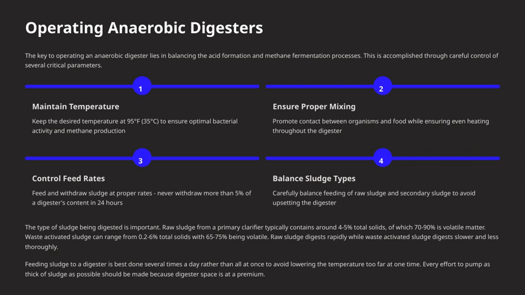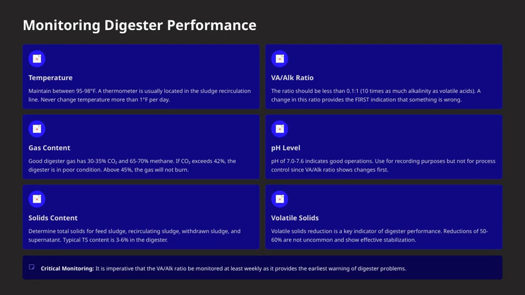Let's talk about monitoring digester performance, which is essential for maintaining efficient and stable operation. First, temperature is a critical factor. You want to keep it between 95 and 98 degrees Fahrenheit. Usually, you'll find a thermometer in the sludge recirculation line to help monitor this. Remember, never increase or decrease the temperature by more than 1 degree Fahrenheit per day to avoid stressing the system.